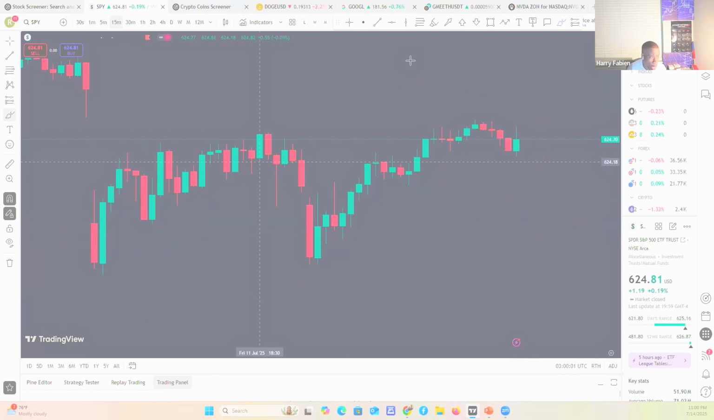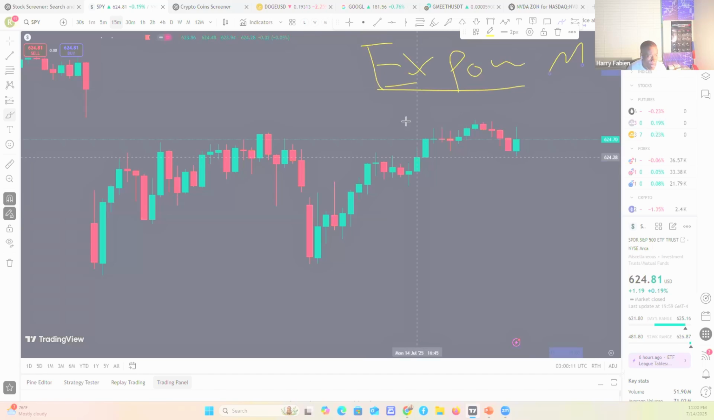Exponential moving average, remember that? The exponential moving average reacts faster and is for day trade. If you do day trade, it reacts faster. This goes very fast, and the simple moving average is slow.